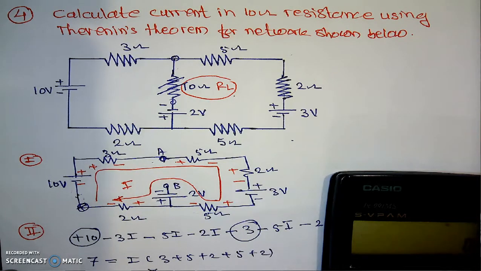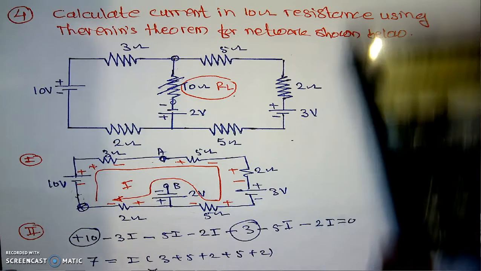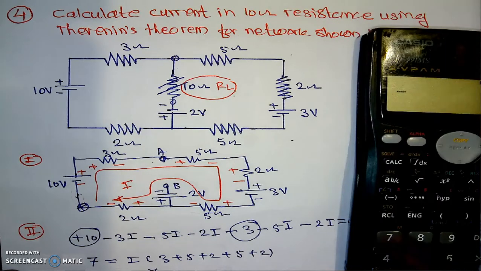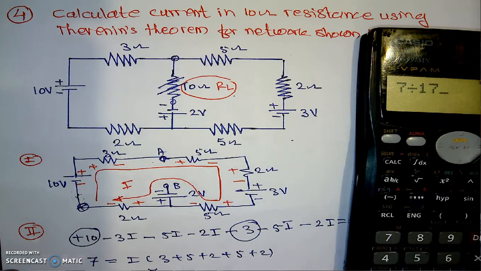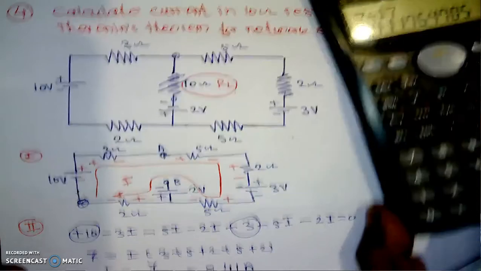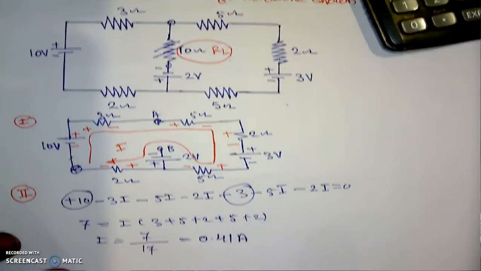Here we have 3 plus 5 plus 2 plus 5 plus 2, which is equal to 17. 7 divided by 17, which is equal to 0.41 amperes. Now here in this case, 0.41 amperes is the current I.